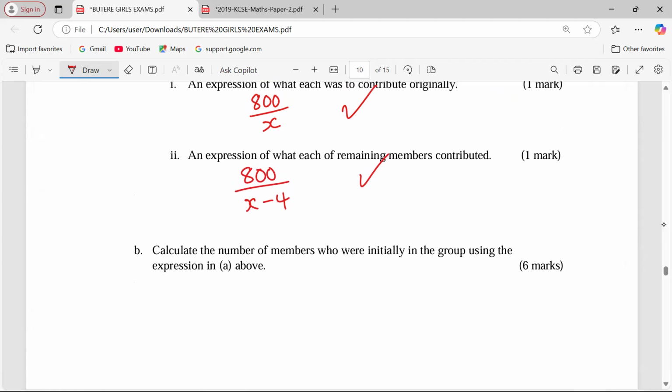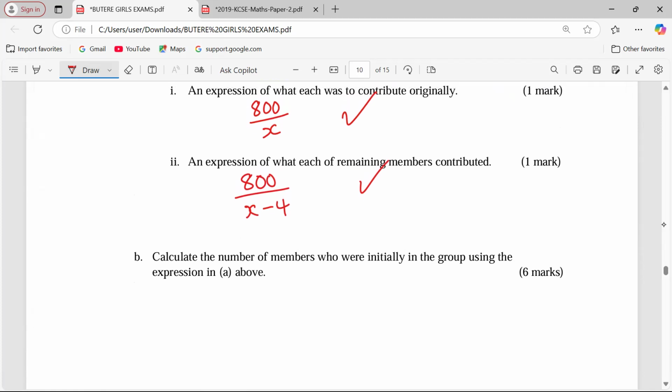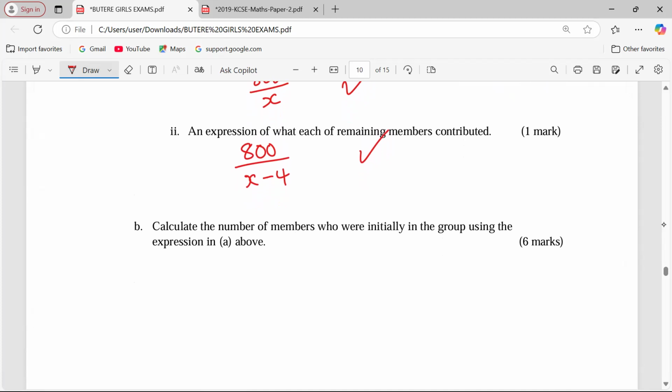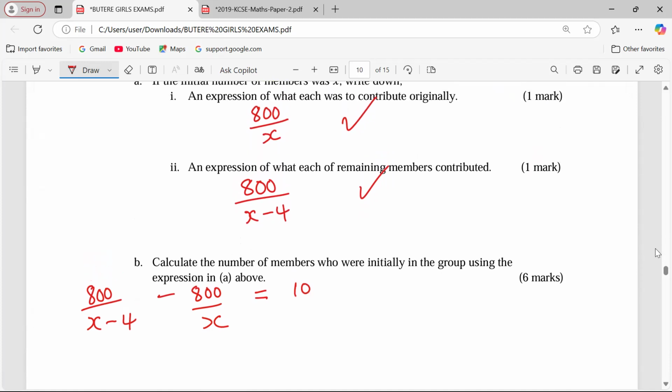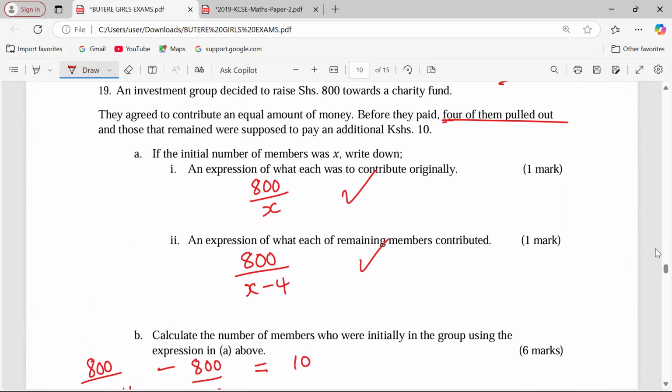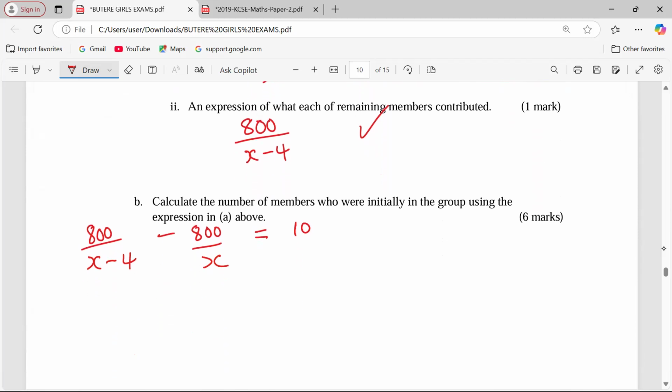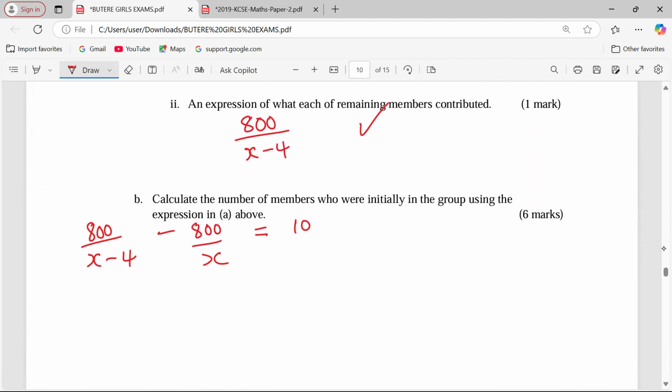So we are supposed to tell ourselves that when somebody has gone, they are now contributing more. So the amount they are giving now is more. The amount they are giving finally minus the amount they were to give originally is equal to 10. The difference between the two amounts, what they were supposed to give and what they are giving now, is 10. So they were supposed to pay an additional 10 for them to meet the target of 800. So when we take what they are giving now minus what they were to give initially, we should get the difference of 10 shillings.